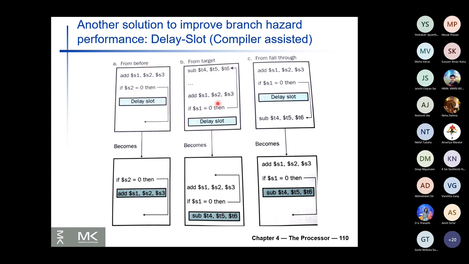So I have explained the first case. You please go through these two cases. Similar ideas.